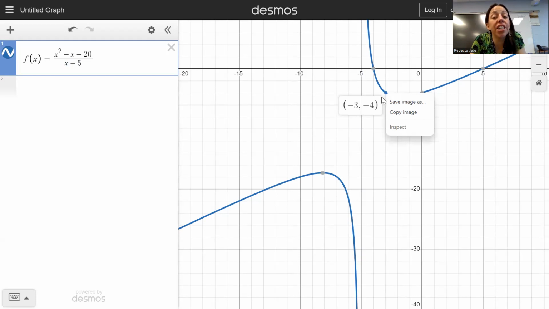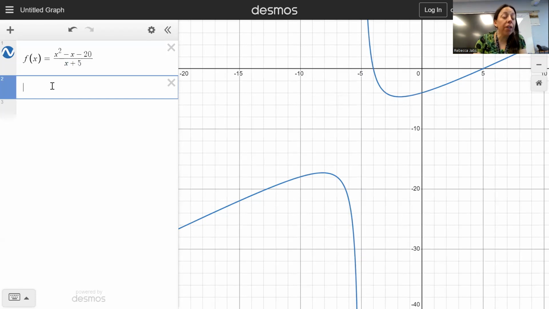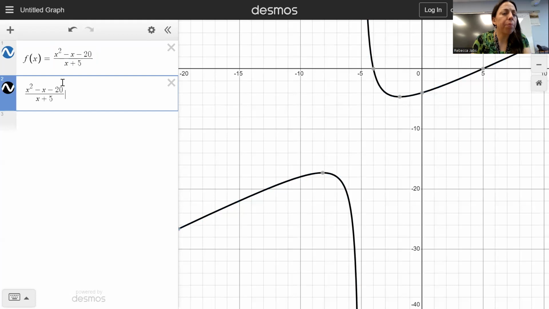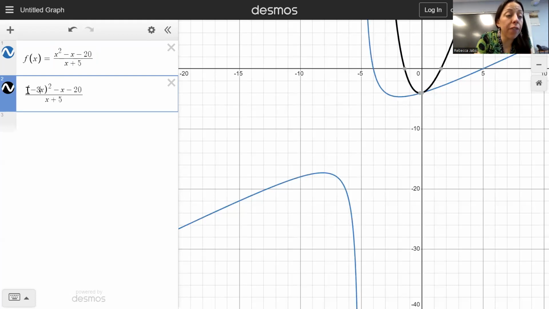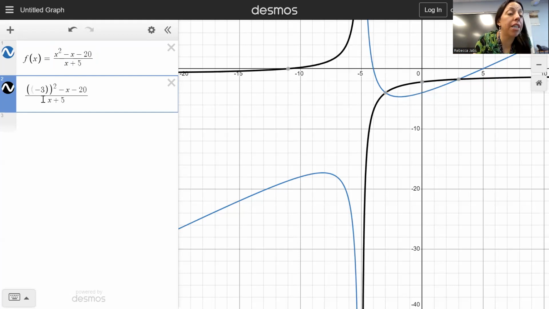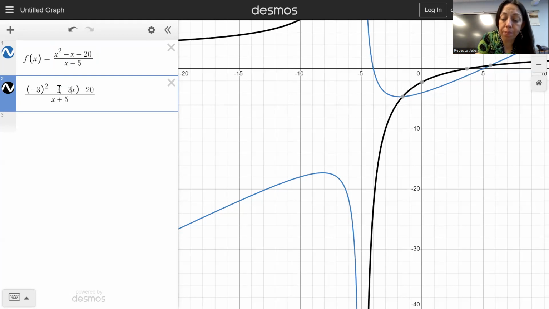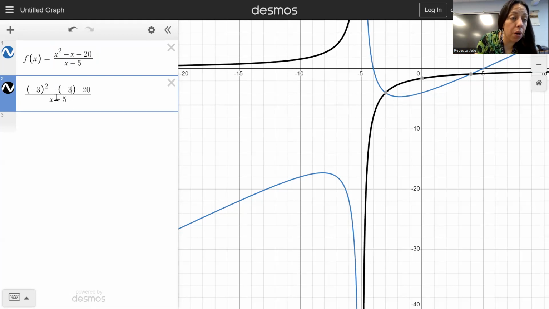So since it is continuous at -3, I'm going to copy it right now. I could just instead plug in -3. Please be careful on Desmos. Sometimes when you're plugging in numbers, it helps to put negative numbers in parentheses. And I'm sorry for kind of going slow here.